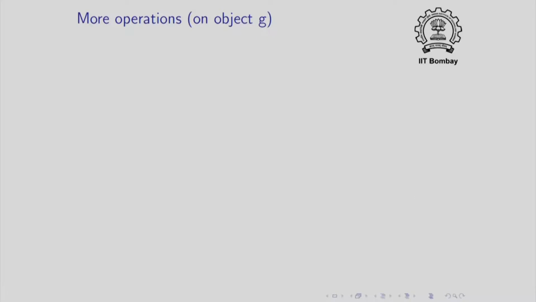Some more operations are also allowed. For example, you can hide an object. So, this is done by the member function hide. You can also show an object once it has been hidden. So, if it was hidden earlier, then if you say show, that will make G visible. If it was already visible, then this command will do nothing.